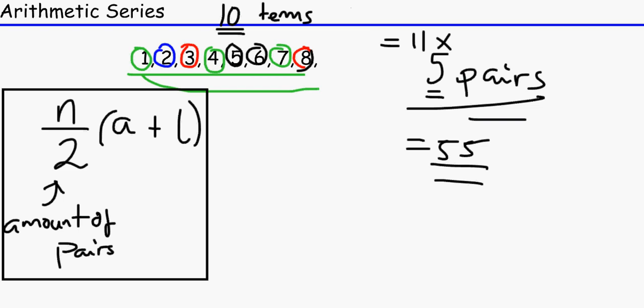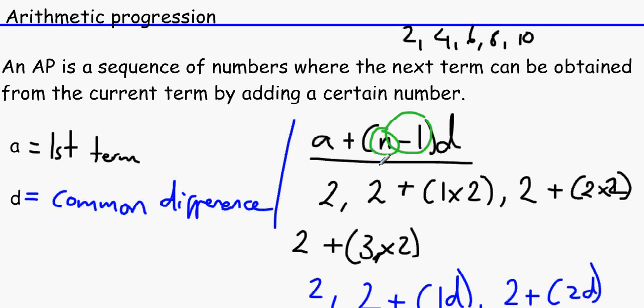So what we would write instead is n over 2, because we know that there are 10 terms here. But how would we find out what the last term is? Well, we actually use the a plus n minus 1 d rule to find out what the last term is.